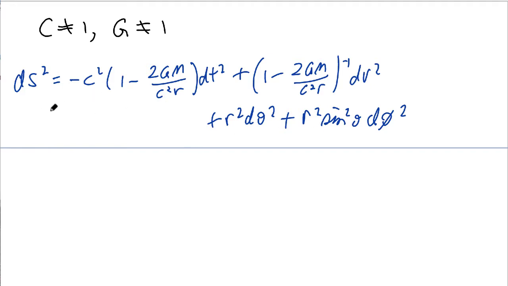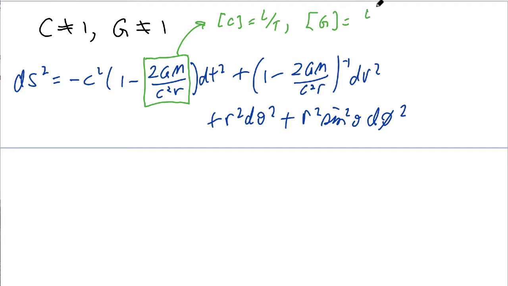I'm assuming here that ds has units of length, the coordinate t has units of time, and the coordinate r has units of length. Theta and phi are both angles, so they're dimensionless. And if we look at this factor, I'll remind you that the dimensions of c are, of course, length over time. The dimensions of big G are length cubed over mass times time squared. So if you put that all together, you'll see that this term is dimensionless.